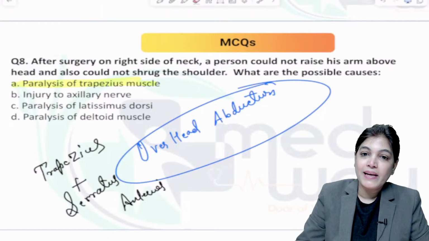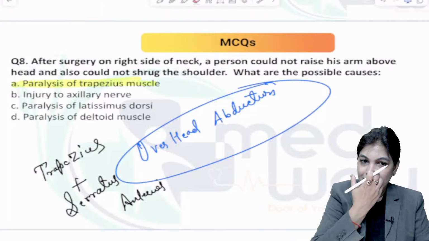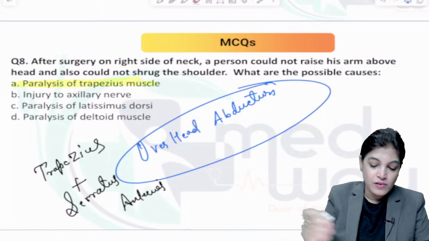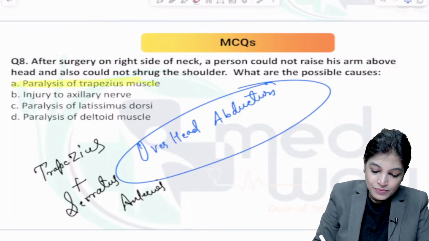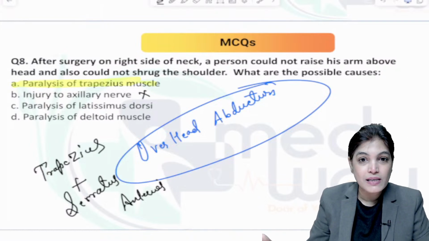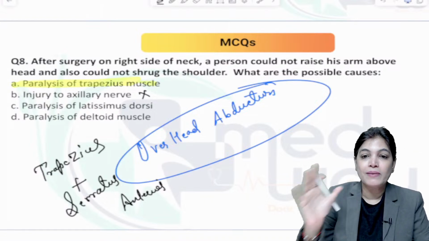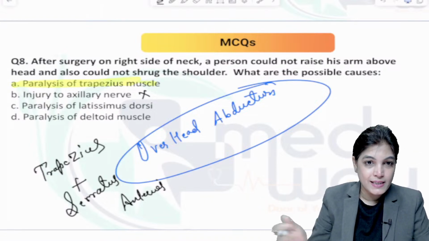And when the spinal accessory nerve is injured, the muscles supplied by it are trapezius and sternocleidomastoid. So we'll mark trapezius as the right answer. Definitely axillary nerve is not the right answer, because that will damage the deltoid muscle, and deltoid is not causing overhead abduction, it is causing abduction from 15 to 90 degrees.